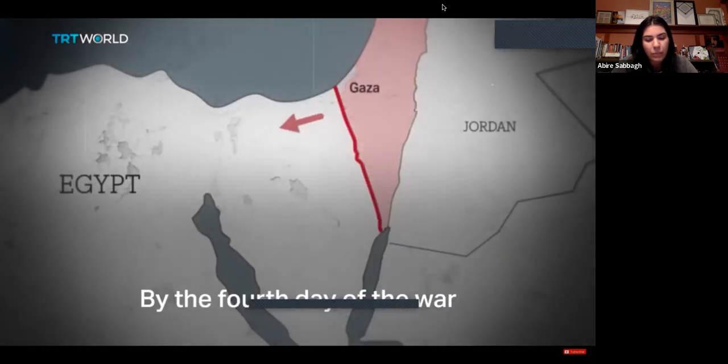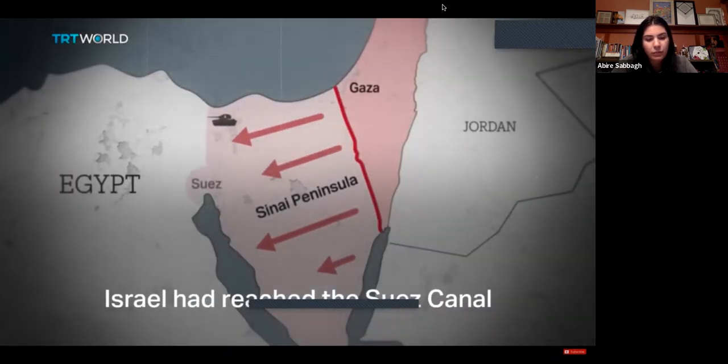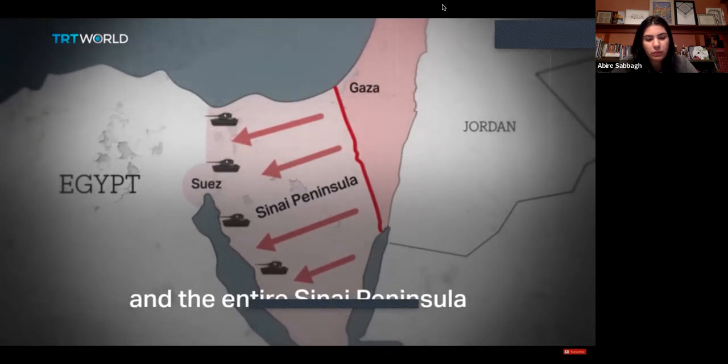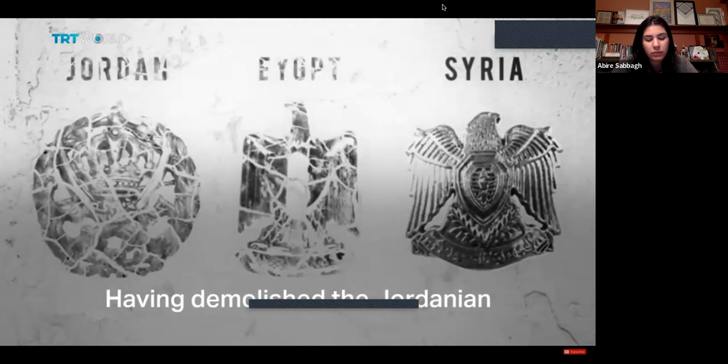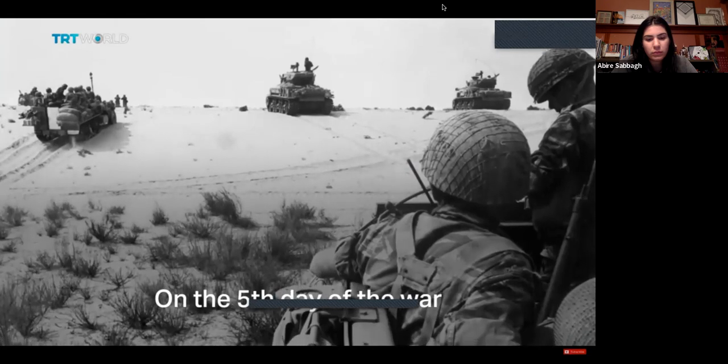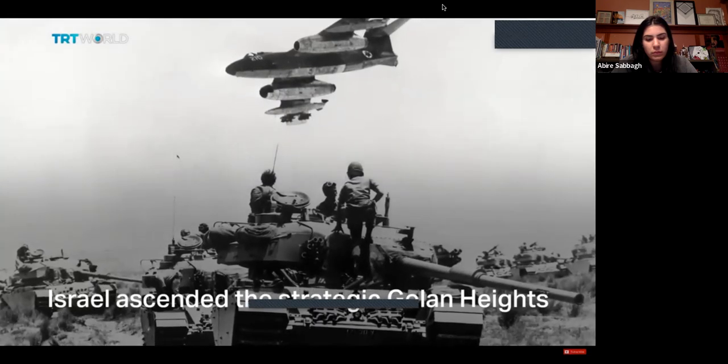By the fourth day of the war, Israel had reached the Suez Canal, with full control of the Egyptian-administered Gaza Strip and the entire Sinai Peninsula. Having demolished the Jordanian and Egyptian armies, Syria was now on its own. On the fifth day of the war, Israel ascended the strategic Golan Heights.